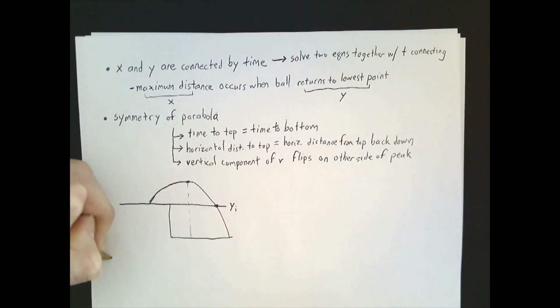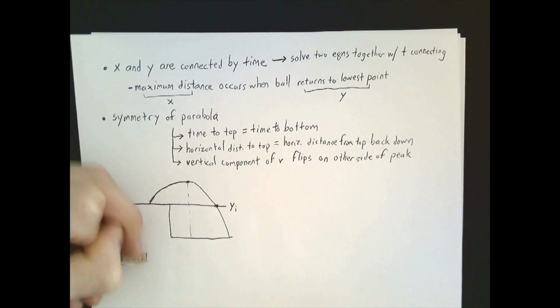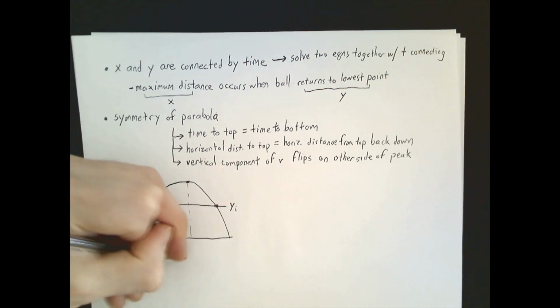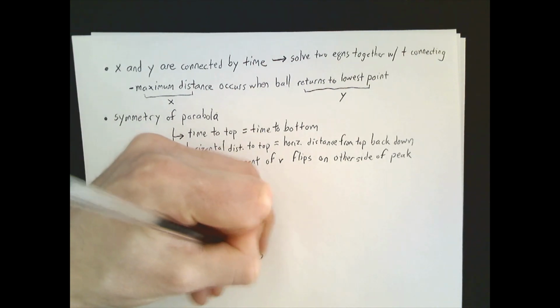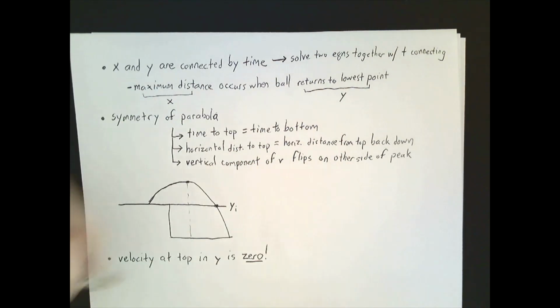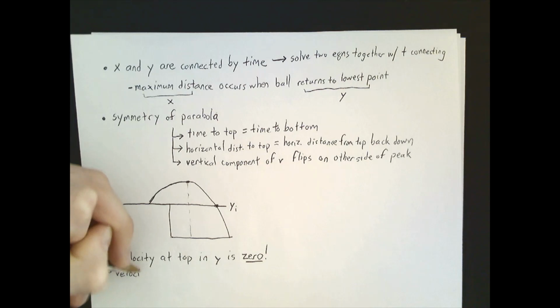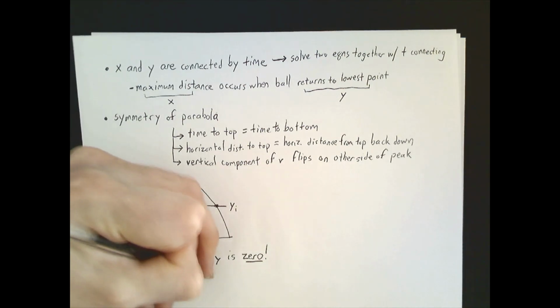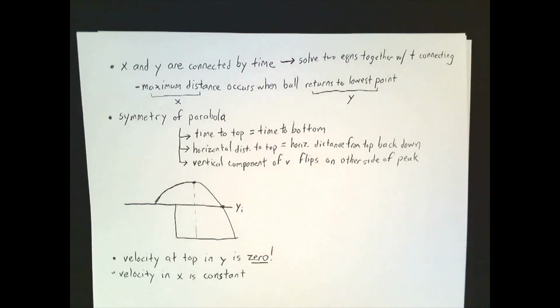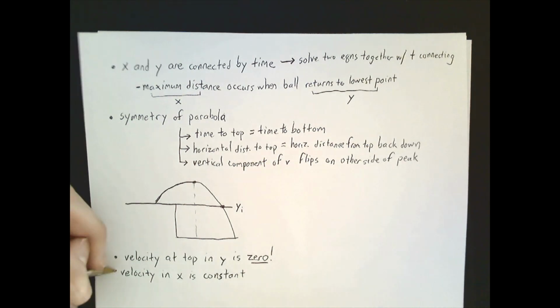And then the last tip is that velocity at top in y is 0, and velocity in x is constant. So if you know it somewhere, you know it everywhere. So these are our big conceptual ideas for projectile motion that are going to carry over to really helping us solve problems.